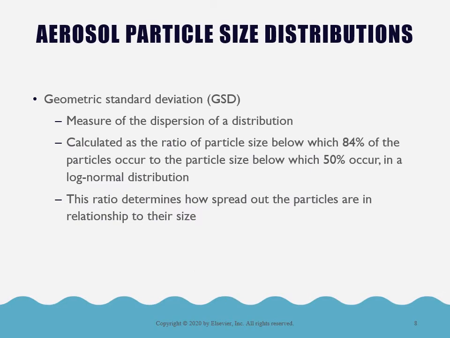Another term you need to understand is the geometric standard deviation. It measures the dispersion of a distribution, and it's calculated as the ratio of the particle size below which 84% of the particles occur to the particle size below which 50%, or half of them, occur in a log normal distribution. This ratio determines how spread out the particles are in relationship to their size.